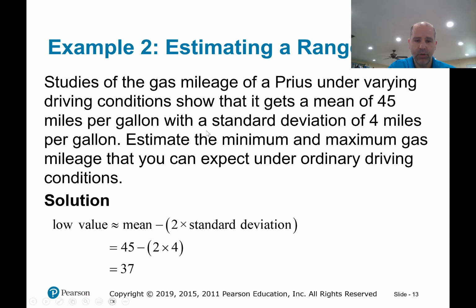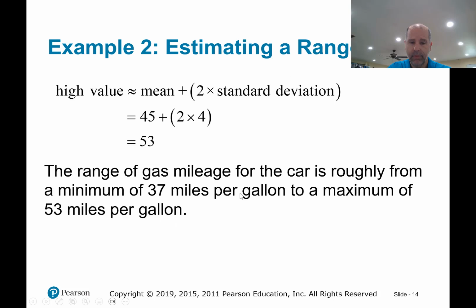So let's do that. We take the mean and subtract off 2 standard deviations. We know the standard deviation is 4 with a mean of 45, so 2 of these standard deviations is 8. We subtract 8 from 45 to get 37. Then we do the same thing, but add 8 to the mean, and we get 53. So our low is 37 and our high is 53. And that gives us a range of values to work with.